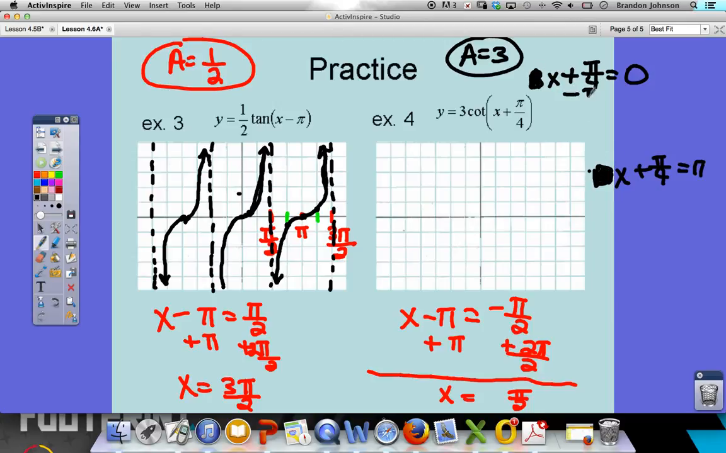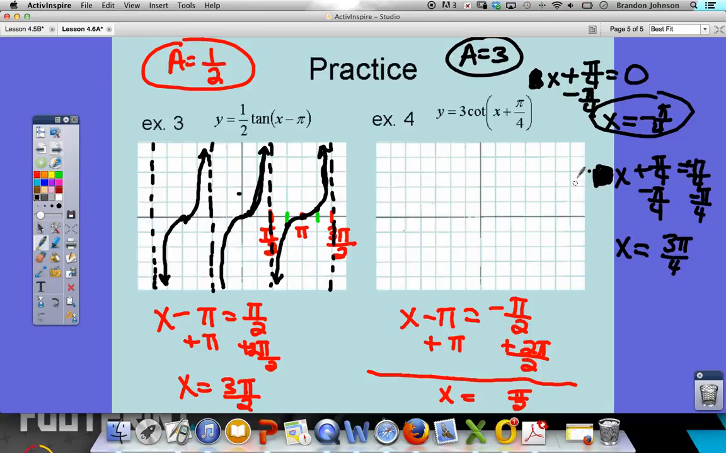So I subtract pi over 4. So I should get x equals negative pi over 4. And if I subtract pi over 4 here, remember get a common denominator. I should get a 4 on the bottom and a 4 at the top. So it should be 3 pi over 4, again common denominators. X equals 3 pi over 4. So I should have negative pi over 4 and 3 pi over 4.